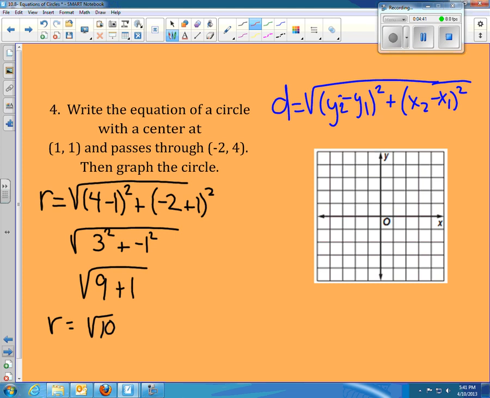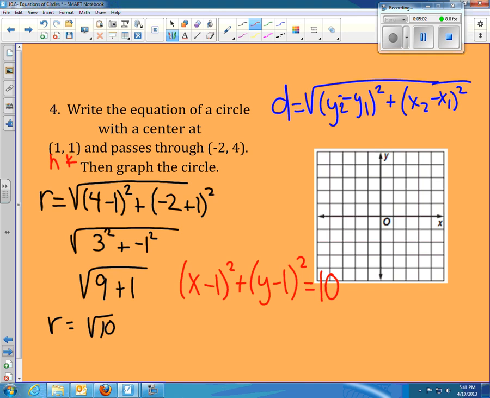Let's leave it with a square root and see how it goes into our formula. We're going to do (x - 1)^2, using our h and k, plus (y - 1)^2 equals the square root of 10, and we know we have to square it. Think back to problem 3: it's going to change to 10.